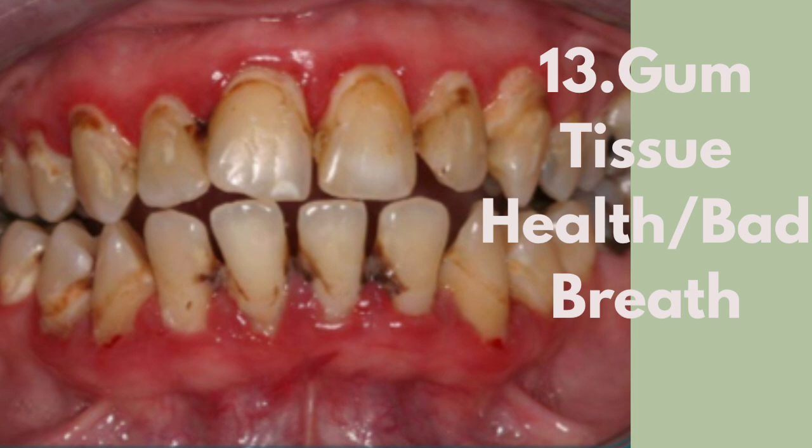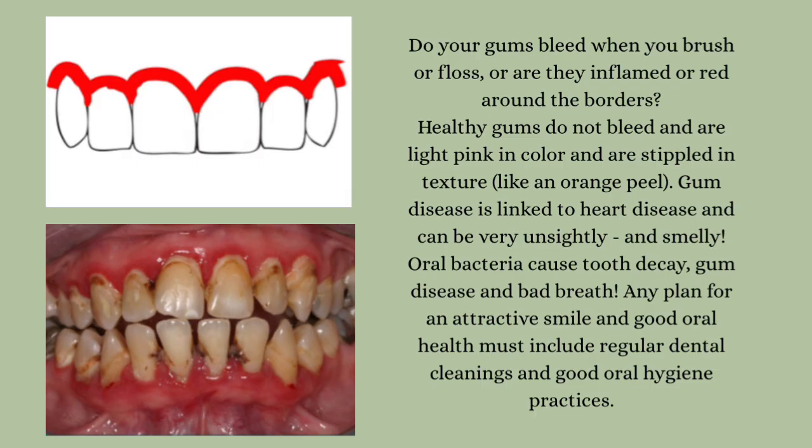13. Gum tissue health/bad breath. Do your gums bleed when you brush or floss, or are they inflamed or red around the borders? Healthy gums do not bleed and are light pink in color and are stippled in texture, like an orange peel. Gum disease is linked to heart disease and can be very unsightly and smelly. Oral bacteria cause tooth decay, gum disease, and bad breath. Any plan for an attractive smile and good oral health must include regular dental cleanings and good oral hygiene practices.